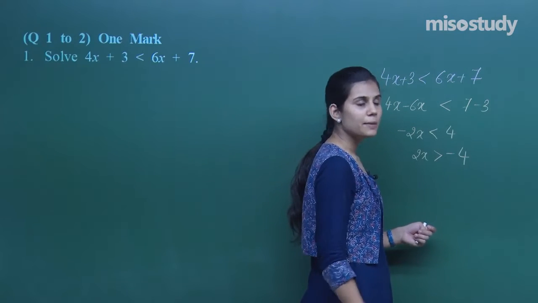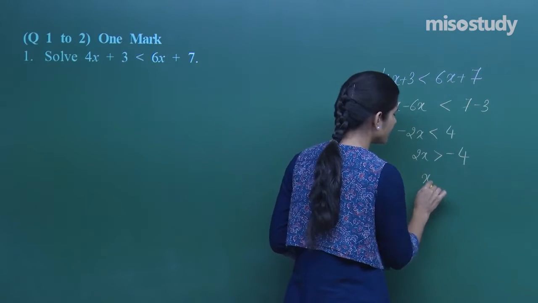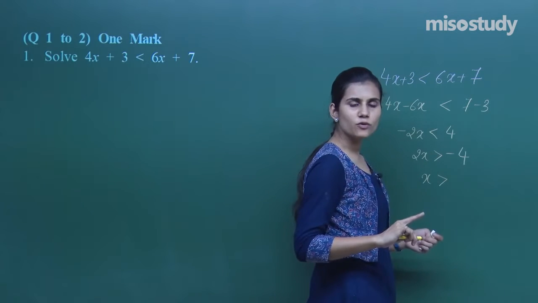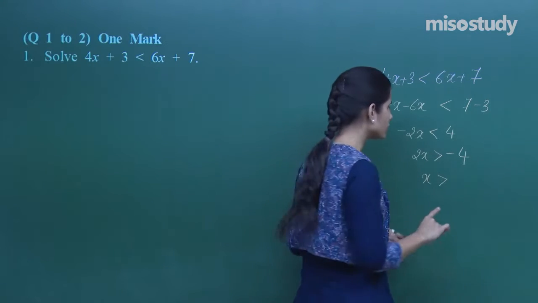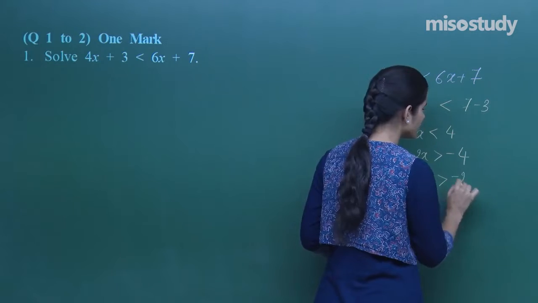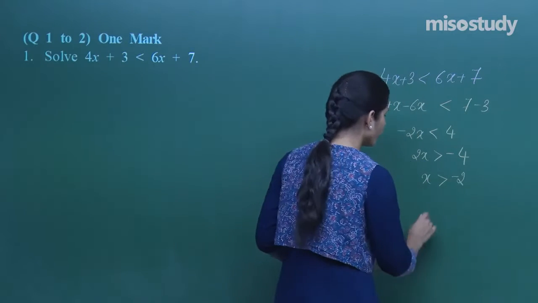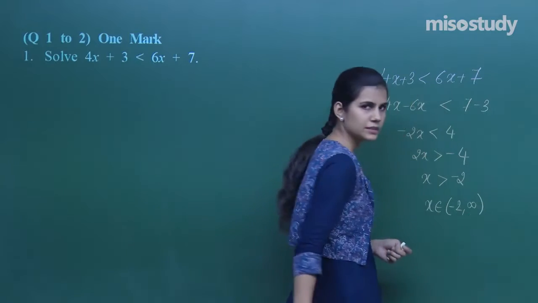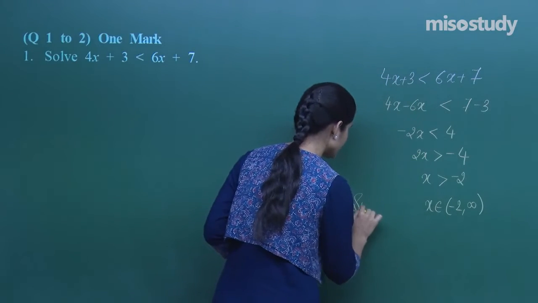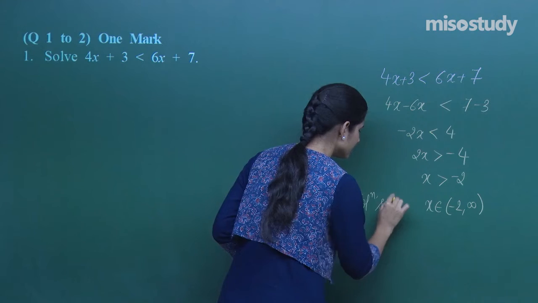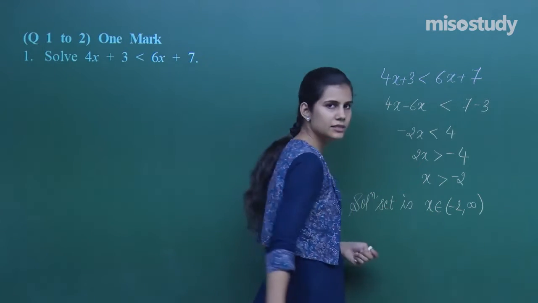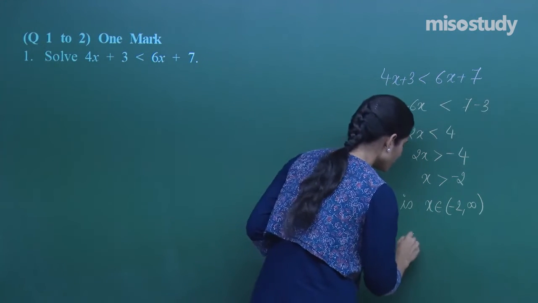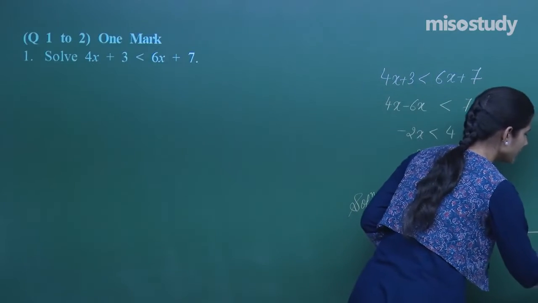That means I am dividing by a positive quantity. When 2x is divided by 2, you get x. Because I am dividing by a positive quantity, the inequality does not change. Minus 4 divided by 2 gives you minus 2. And therefore your answer is x belongs to (minus 2, infinity). That is the solution set. If you wish to plot it on the number line, you can do that.